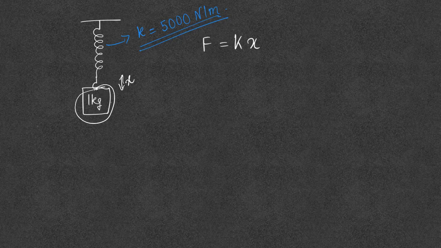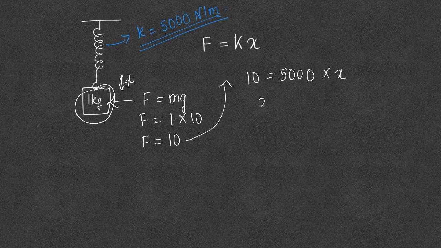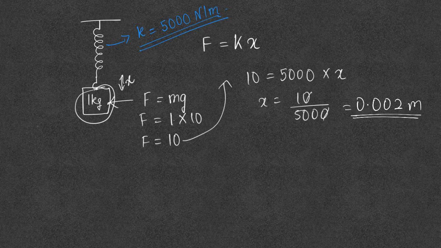K is the constant which is given to us, which is 5000 Newton per meter. Now let's find out the force applied on the block. The force applied on the block will be mg, which is the mass of the block, 1, into the gravitational acceleration, which we take as 10. So the force applied is 10. Putting this in the equation, 10 equals 5000 into x. So x is equal to 10 upon 5000, which is 0.002 meters. So the spring will extend by 0.002 meters.